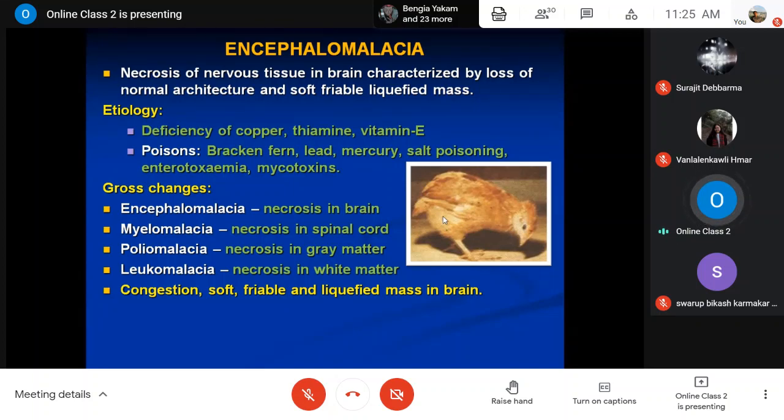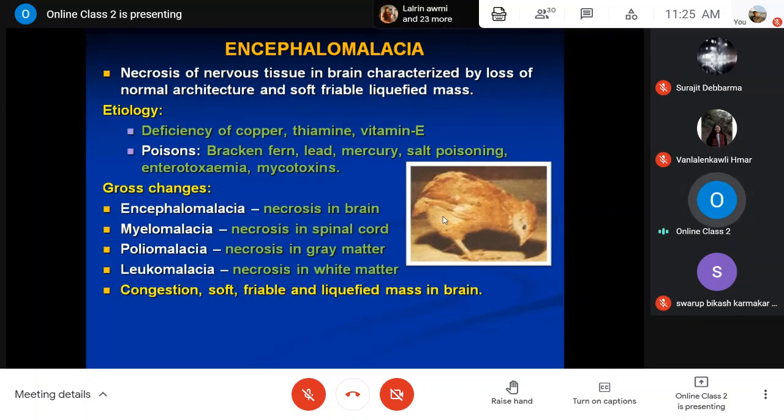In that very particular necrotic lesion you cannot say so, but from the surrounding area where it is intact, where there is no necrosis, by seeing the neurons, microglial cells and all these things, you can say it is a brain tissue. Otherwise, in the part where necrosis is already there, you cannot recognize it because of the loss of normal architecture. And it is usually a very soft, friable and liquefied mass.